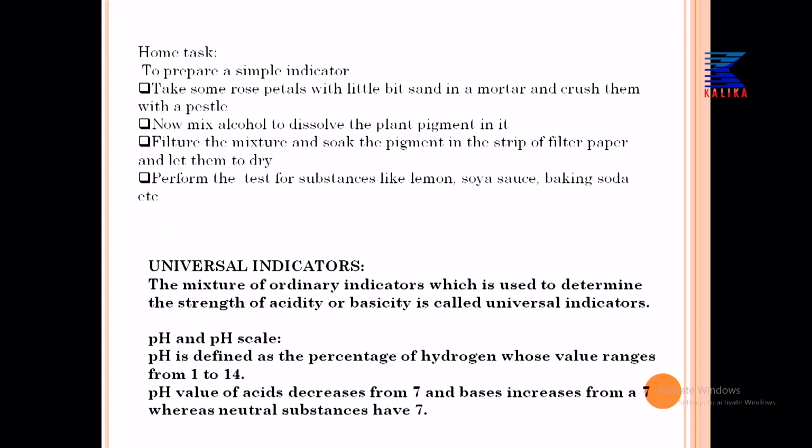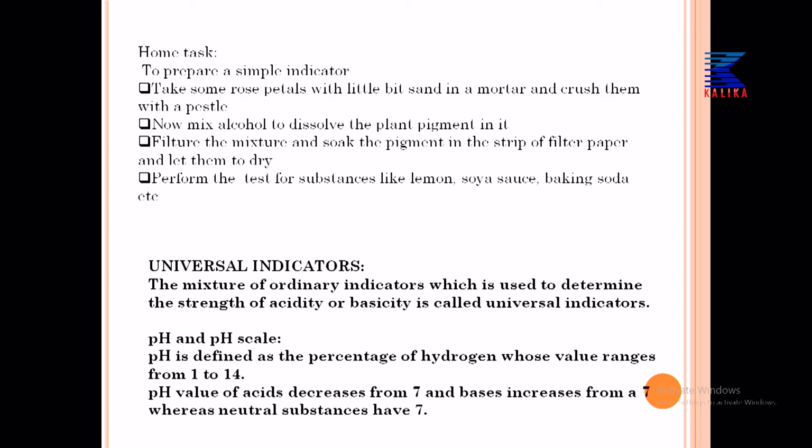From that extract you can make the filter indicator: after the extraction, dip a strip of filter paper into it and let it dry, and perform the test for substances like lemon, soya sauce, baking soda, which are easily available in our home. Again, for this process, take some rose petals with a little bit of sand in a mortar and crush them with a pestle.